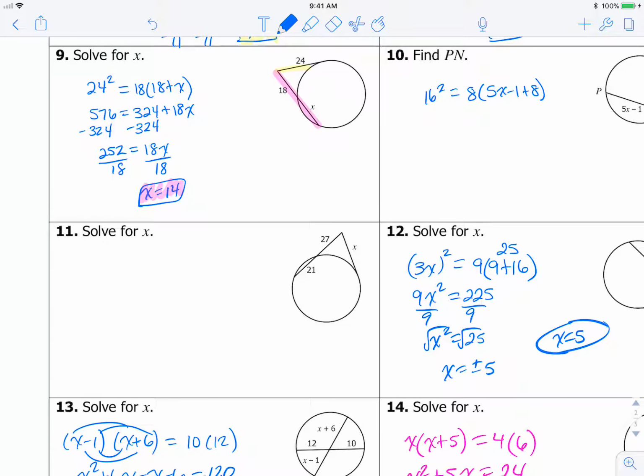And lastly, number 11 is going to be x squared equals the outside times 21 plus 27. So it's going to be x squared equals 27 times 48. So x squared equals 1296. Square root, x equals 36.